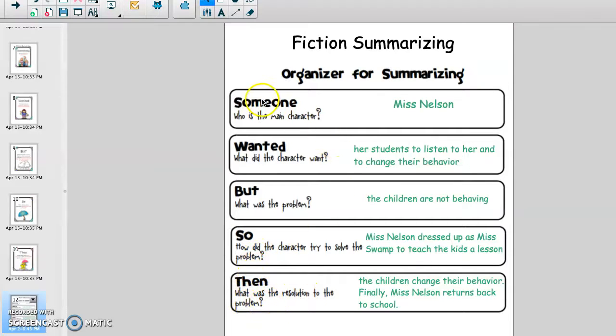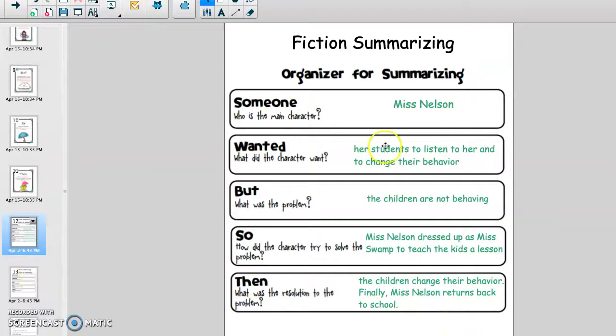So let's look. Someone, Miss Nelson, wanted, well, she wanted her students to listen to her and to change their behavior. But what was the problem? The children were not behaving. So, what did Miss Nelson do? She dressed up as Miss Swamp to teach the kids a lesson. Then, how was the problem solved? The children changed their behavior. Finally, Miss Nelson returns back to school.